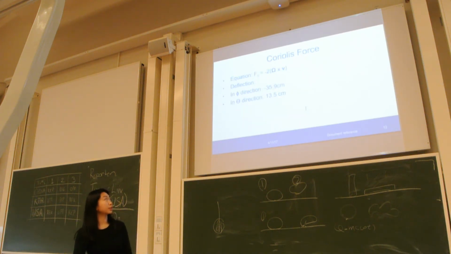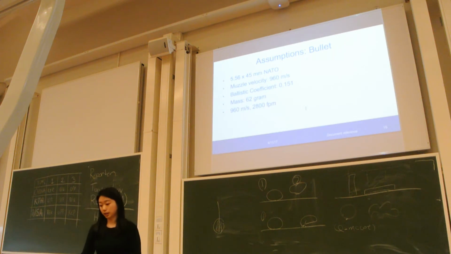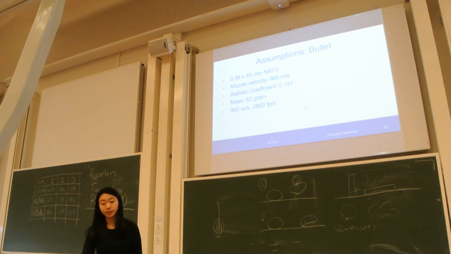Here I also calculated the Coriolis force just for comparison, and these are the comparison numbers. Apparently the deviation due to drag and the Magnus effect in this case is actually bigger than the Coriolis effect. So next I will calculate the bullet, just because it's part of the problem as well. I made these assumptions for that kind of bullet, which is commonly used in the American Army.